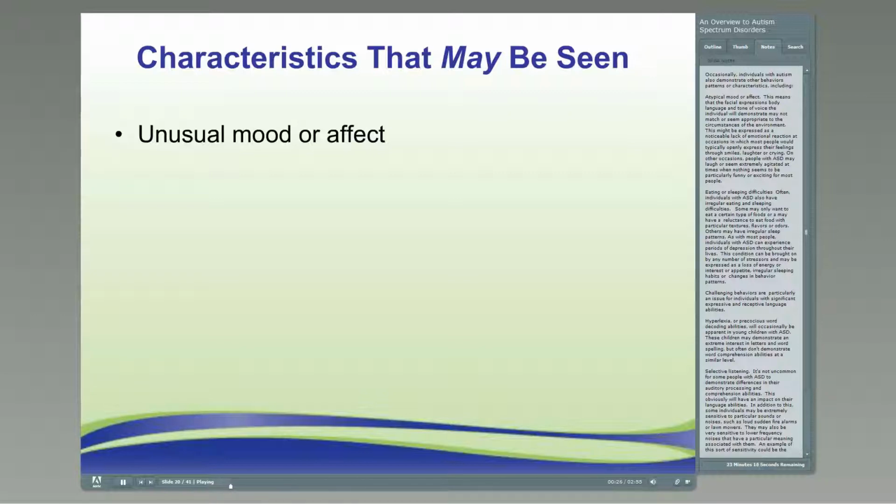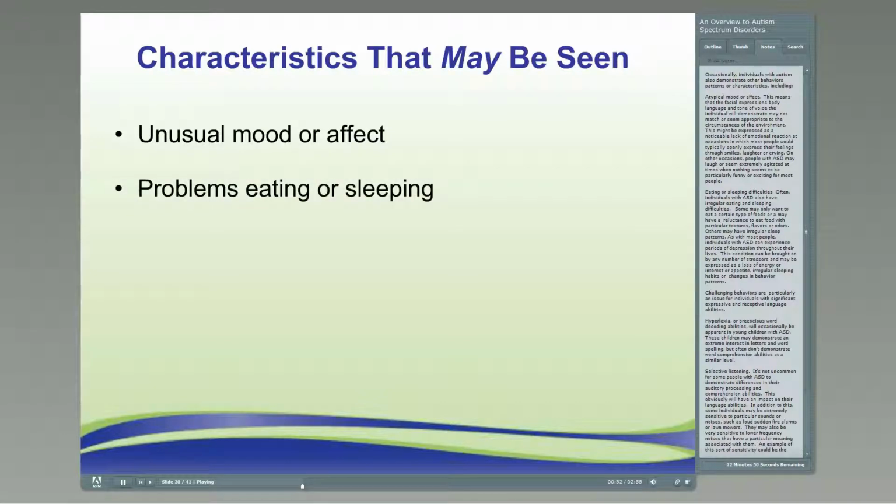This might be expressed as a noticeable lack of emotional reaction at occasions in which most people would typically openly express their feelings through smiles, laughter, or crying. On other occasions, people with autism spectrum disorders may laugh or seem extremely agitated at times when nothing seems to be particularly funny or exciting for most people.